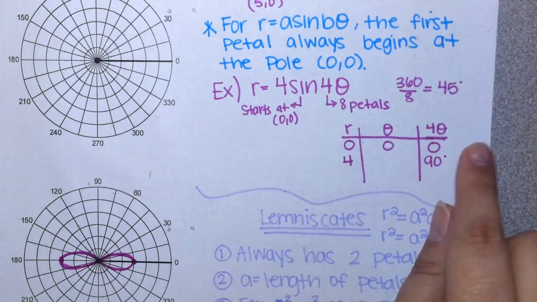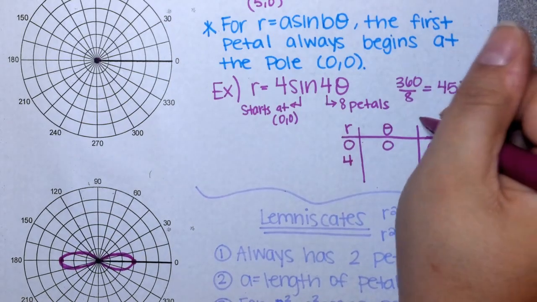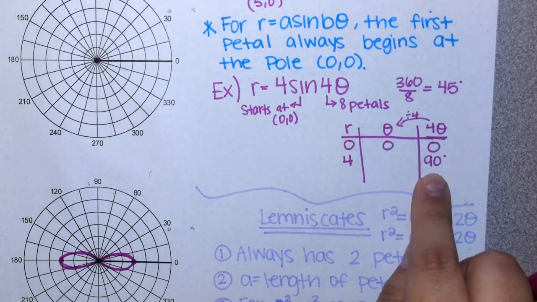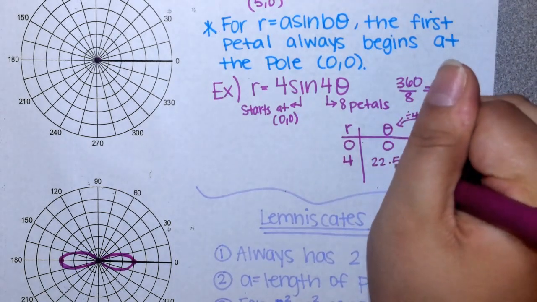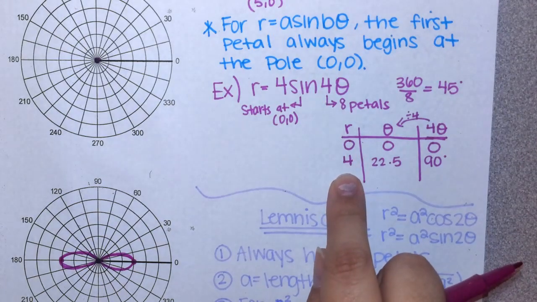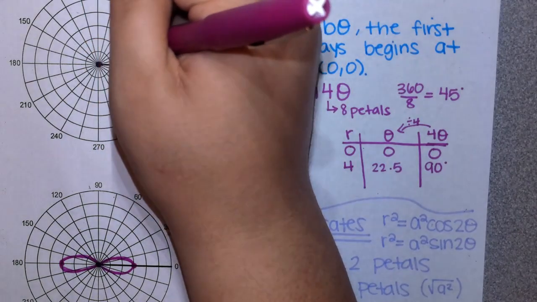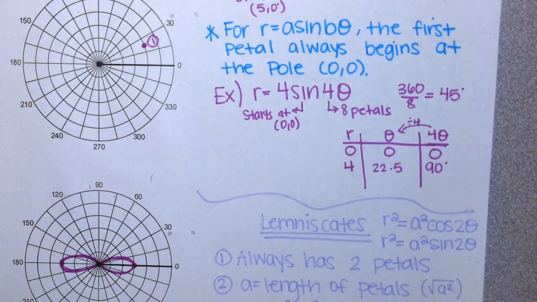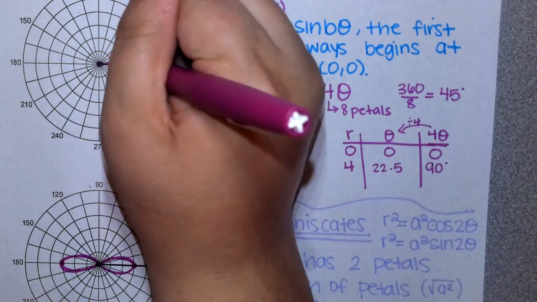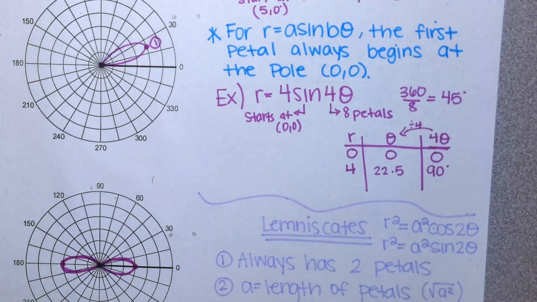However, that is 4 theta. What is just theta? You do have to divide by 4. What is 90 divided by 4? 22.5. So your point that you're going to plot is 4, 22.5. That is where your first petal starts. So your first petal is going to start at 0, come around like that.